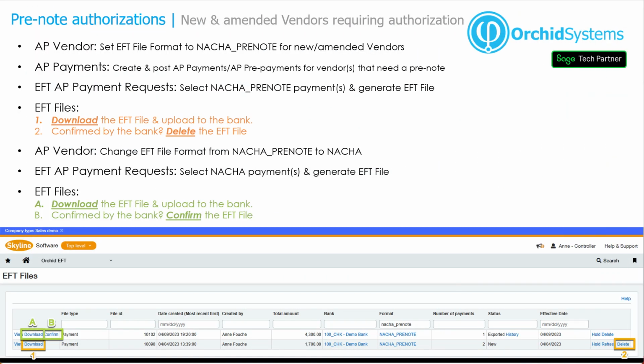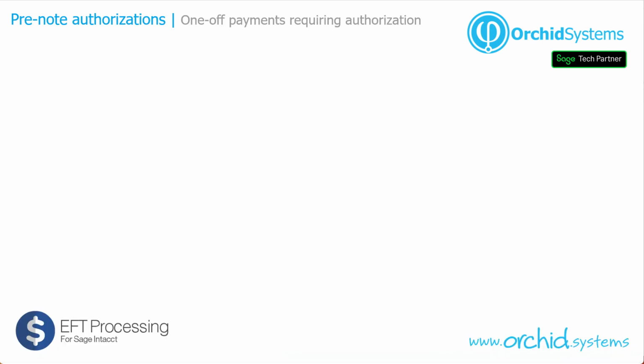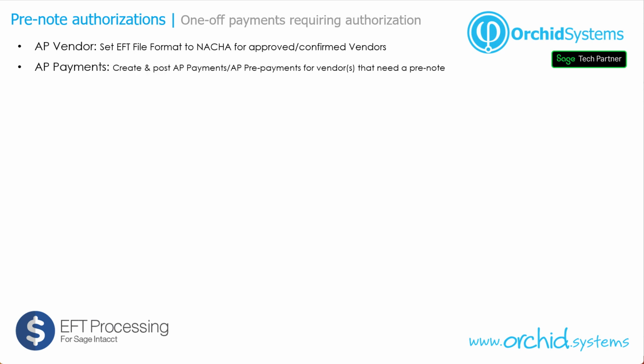We have now seen the recommended process for creating a Nacha Pre-Note file for new and amended vendors' bank account details. Now we'll look at the recommended process for one-off payments requiring authorization. In this case, your AP vendor would be set to Nacha because the vendor's bank account details would already have been approved. And once you have posted your AP payment, and maybe it's a high value payment and you know it needs a pre-note.